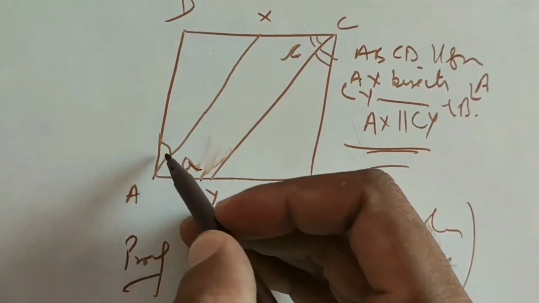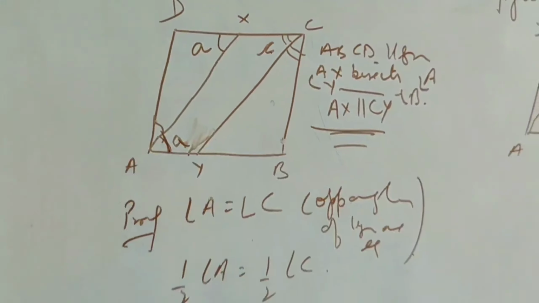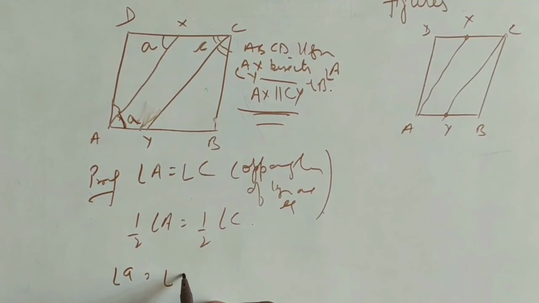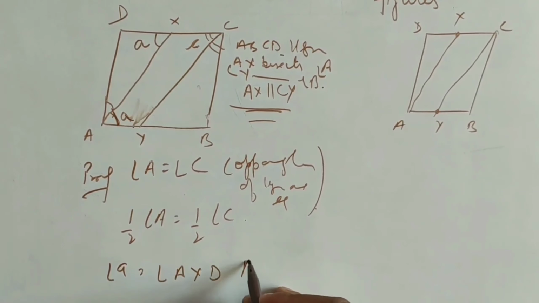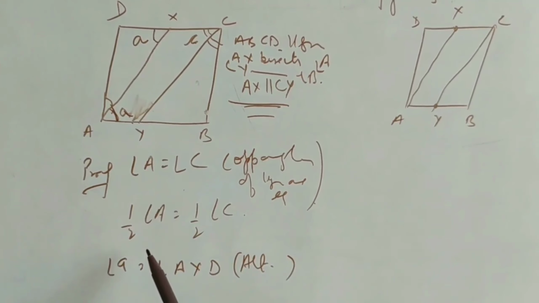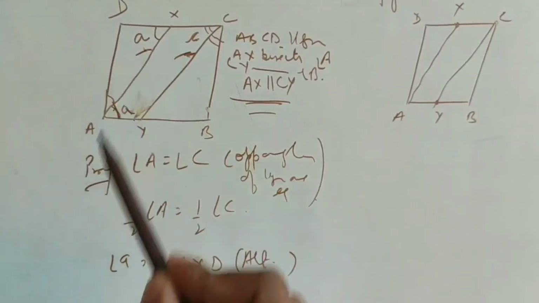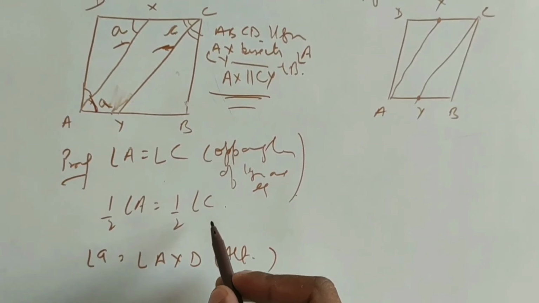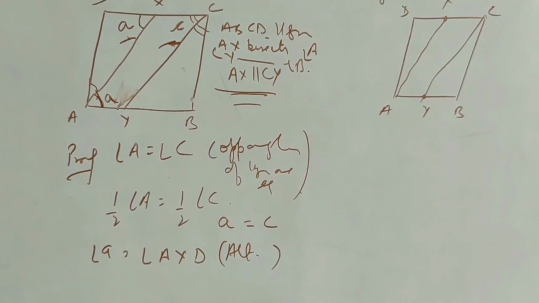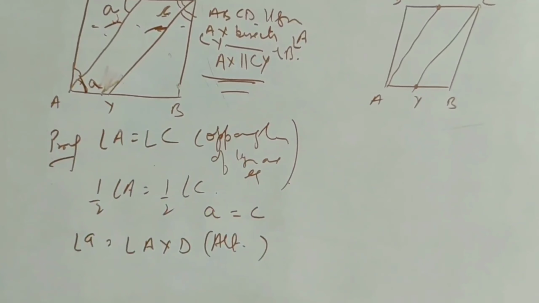Now if half of angle A and half of angle C are equal, from this figure we can also say that if this is a, this angle is also a, because these are alternate angles. So this angle a will be equal to angle AXD, because these are alternate angles. If these two are equal, and half of angle A and half of angle C are equal, then this angle is equal to this angle. Half of angle A is a, and half of angle C is small c, and this angle is also a. So these two are corresponding angles.